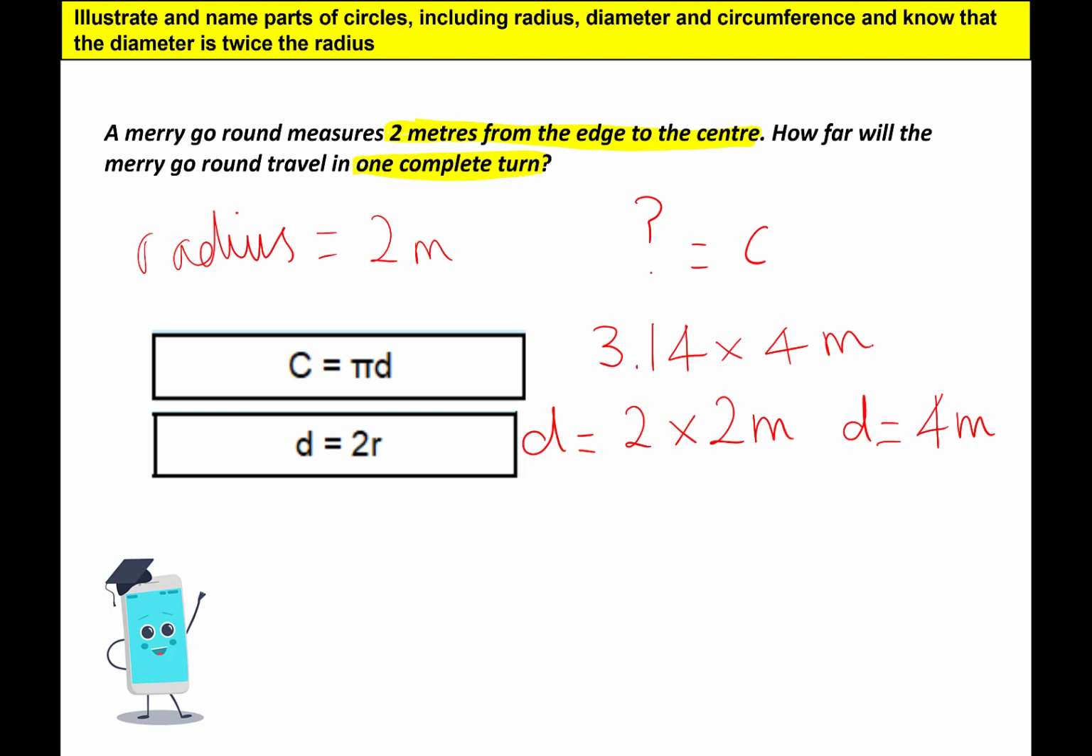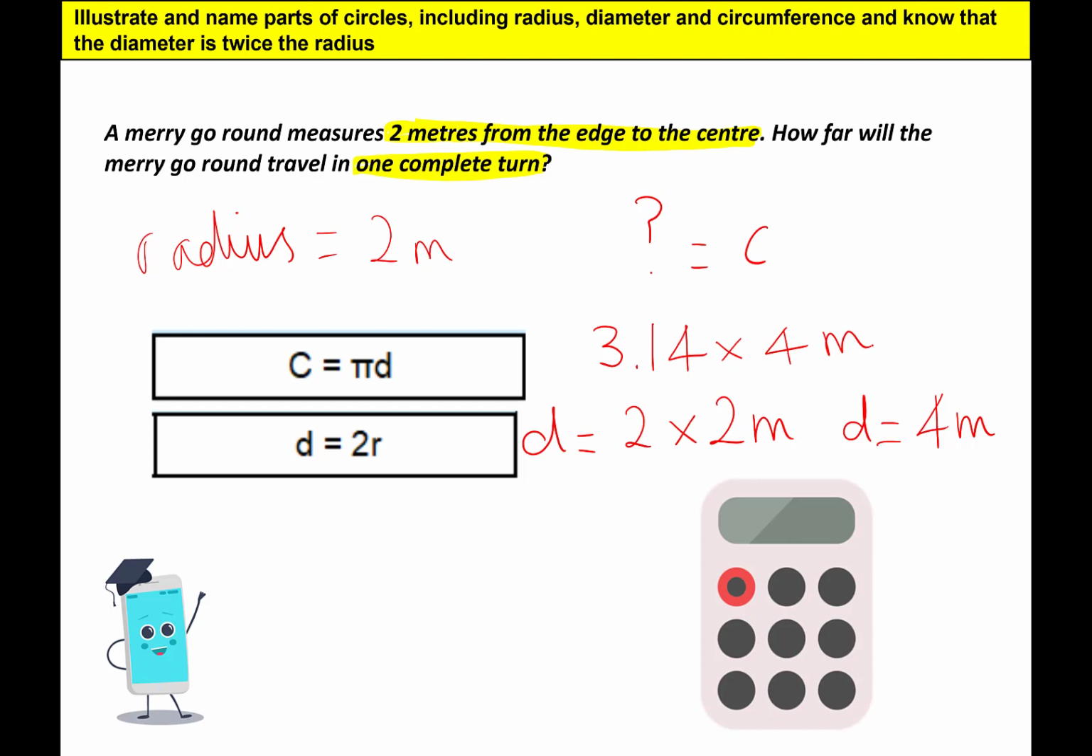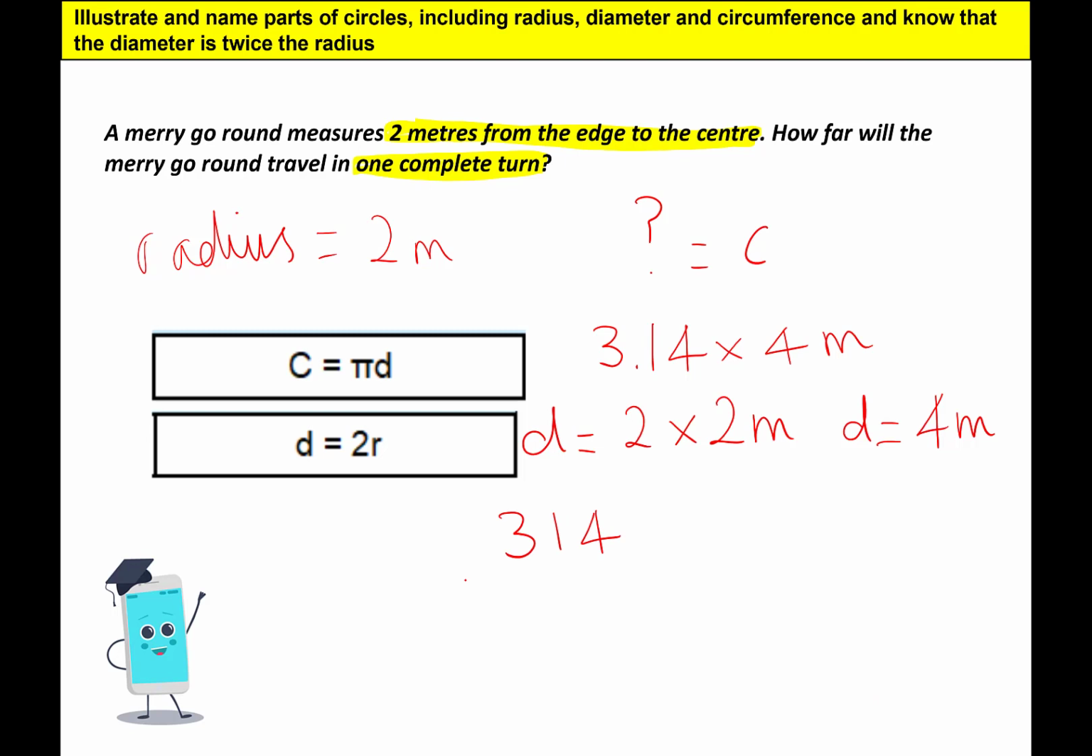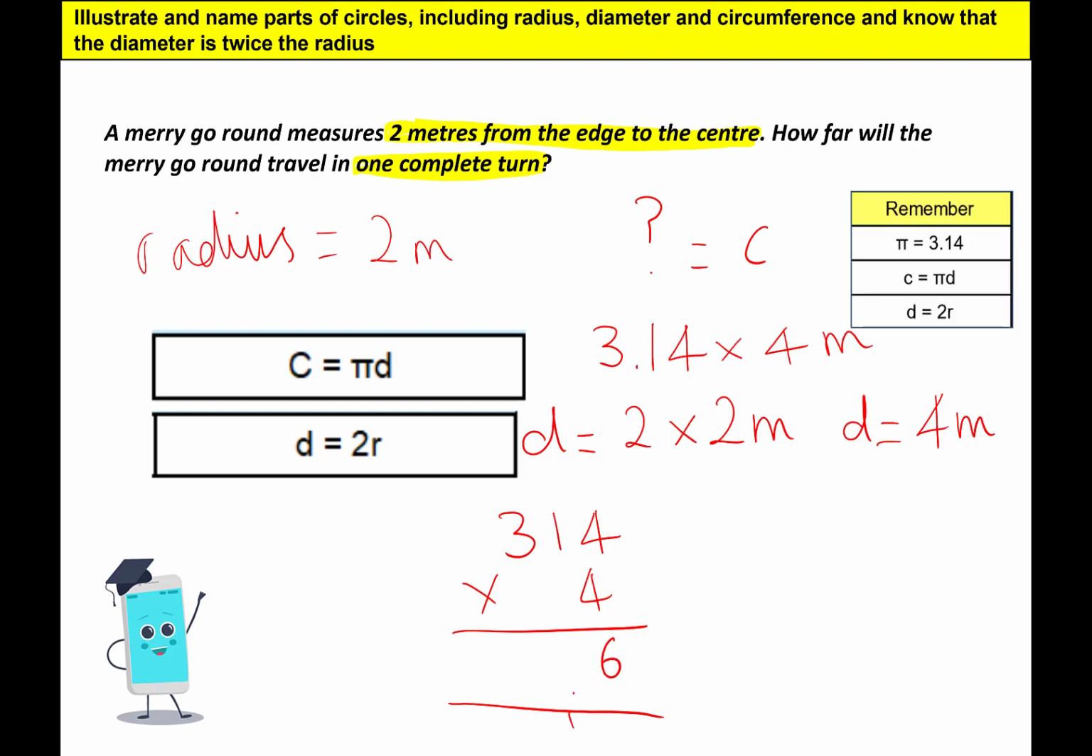Okay, as I said before, you can use a calculator here. It's absolutely fine because we are testing you for your understanding of how the different parts of a circle relate to each other. However, if you would like to challenge yourself, then let's have a go at calculating. Now I'm going to do 314 multiplied by 4. I've made my 3.14 100 times bigger. Once I find my answer, I'll make it 100 times smaller. So 4 times 4 is 16. 1 times 4 is 4 plus the 1 is 5. 3 times 4 is 12.